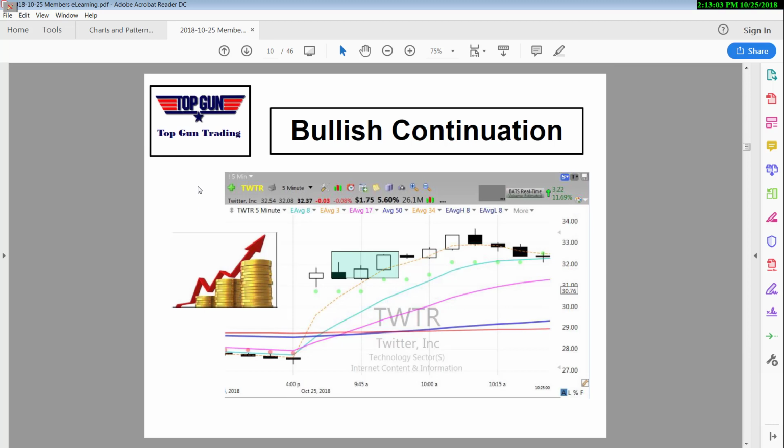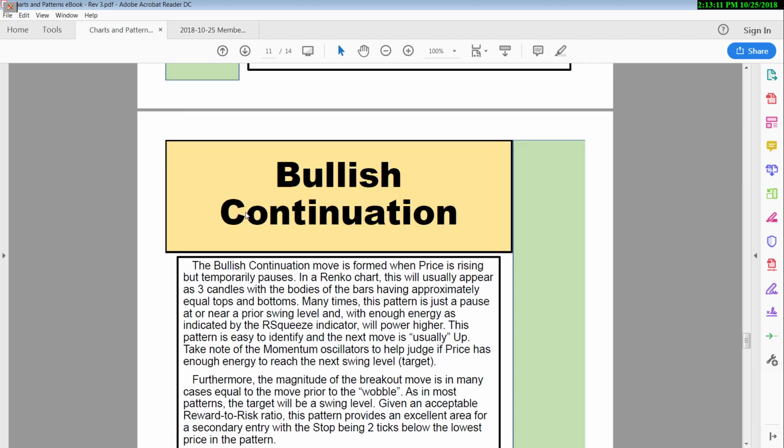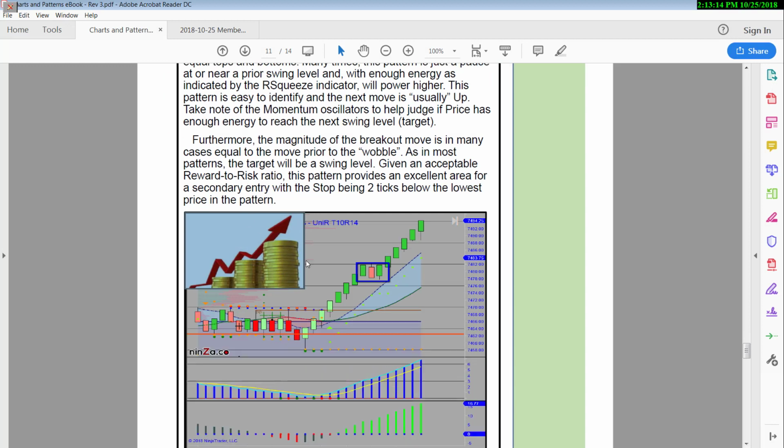All right, and here's some stock examples of bullish continuation. Basically, it's a 3-candle pattern. In this case, bullish, it's a green candle, a red candle of approximately the same order of magnitude, then followed by another green candle that is at least as large as the red and negates it.